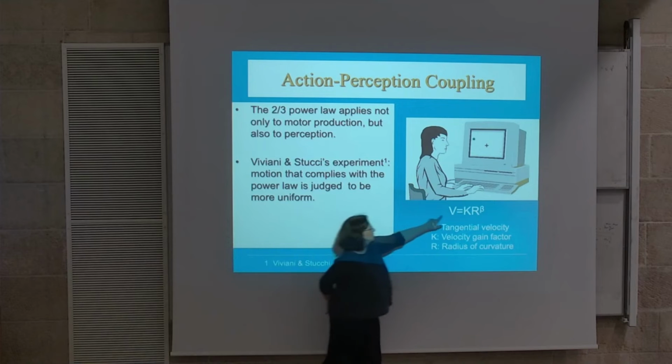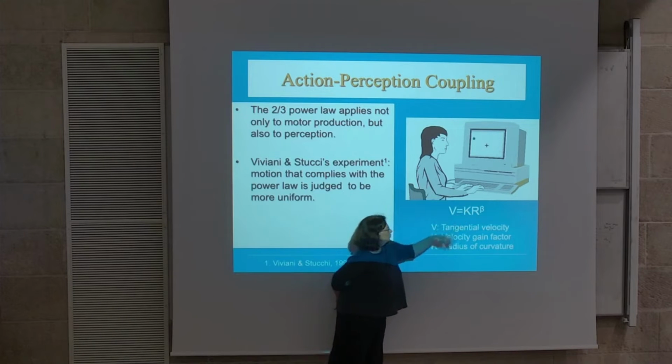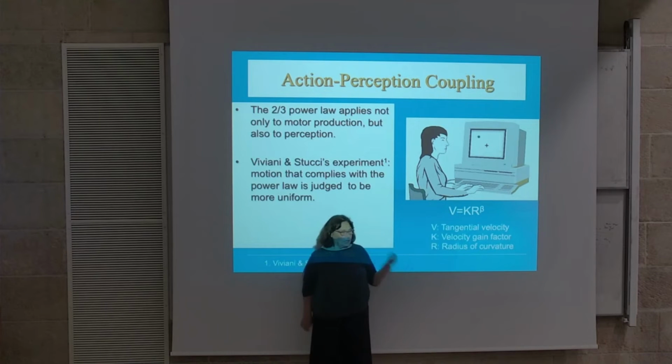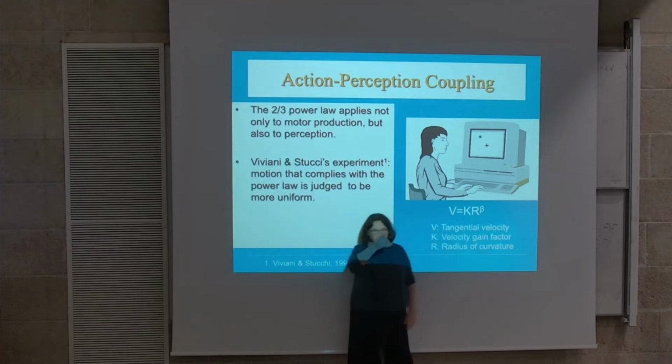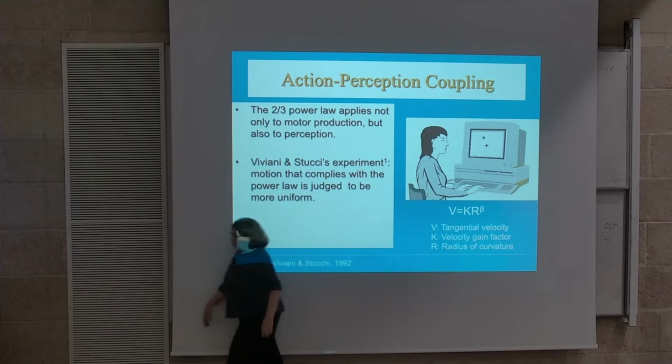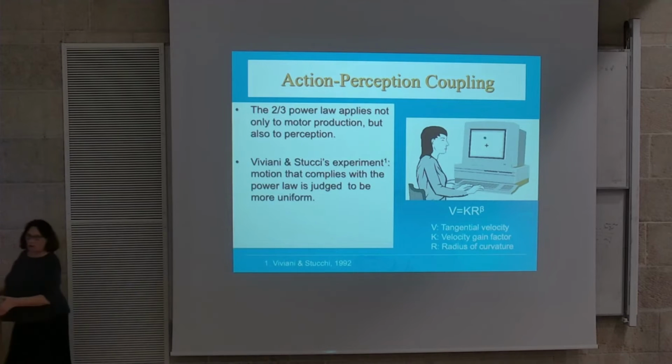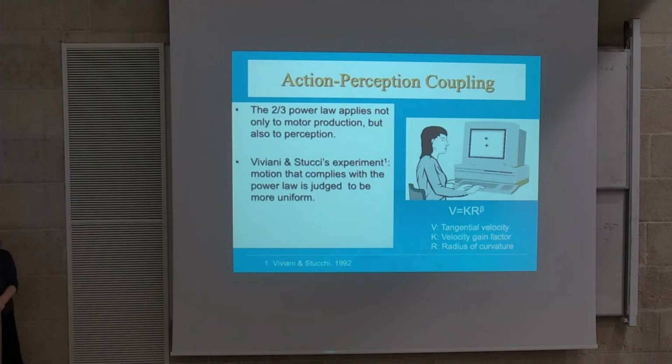this kind of law. And you ask people to push buttons and to say, when does the movement look most uniform? And apparently, it seems to them most uniform when beta is indeed 1/3, which means that if the movements obey this kind of 1/3 power law, the motion looks more uniform.